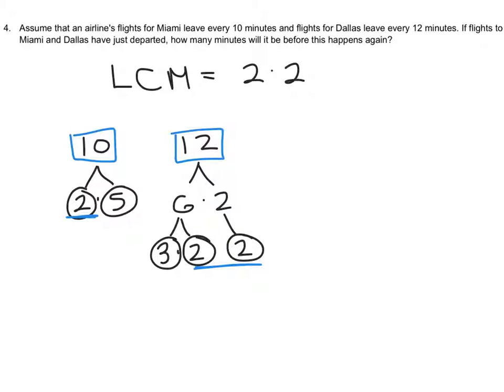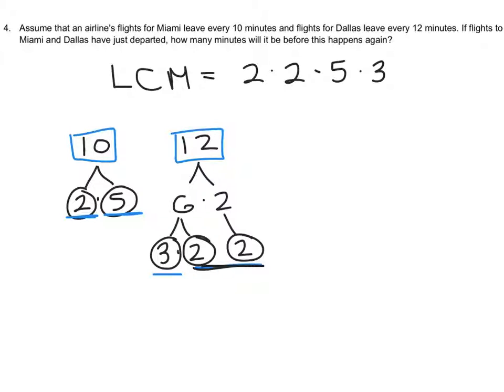Now I want to look at the factor 5. 5 occurs 1 time in 10, and it occurs 0 times in 12. So the greatest number of times 5 occurs is 1 time. Now that I looked at all the factors in 10, I'm going to look at the factors of 12. I already took care of the 2's, so the only thing that's left is the factor 3. 3 occurs 1 time in 12 and 0 times in 10. So the greatest number of times 3 occurs is 1 time. So I'll write down a 3.